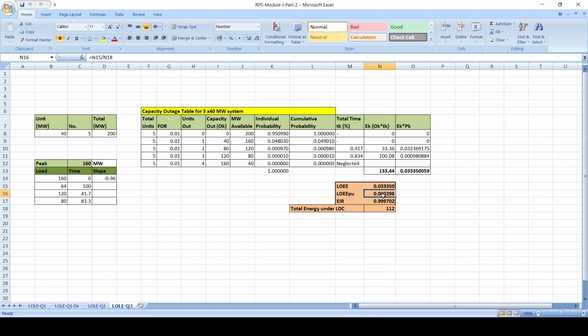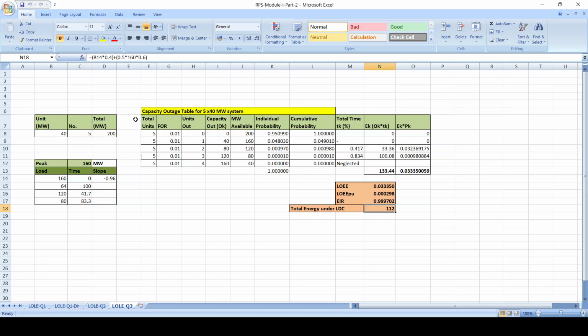As you know, when you divide by the total capacity, then we get the LOEE in per unit. So where from that is obtained? That is obtained from N18. So as you see here, N18 is the total energy which is under the load duration curve. Okay. So as you see here, this is 0.4, 0.6. This is obtained from the curve itself. So we'll see that.